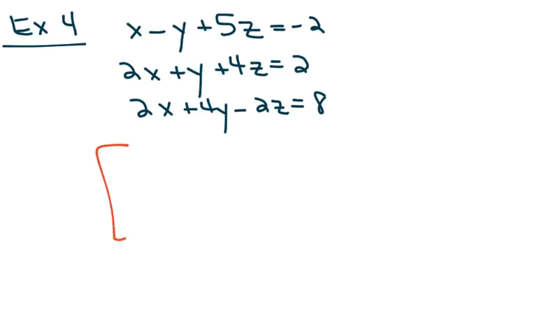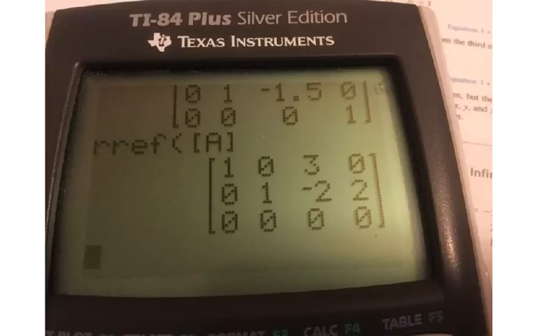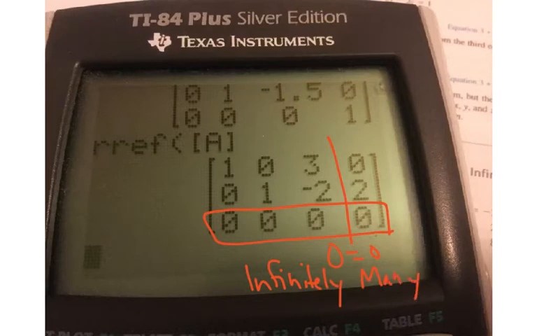So we're going to plug into our matrix 1, negative 1, 5, negative 2, 2, 1, 4, 2, 2, 4, negative 2, 8, and this is what you're going to see when you reduce row echelon form it. Again, you don't get the identity matrix. What I want you to notice is that the last row is 0, 0, 0, 0. That's 0 equals 0. And since that's true, it's infinitely many solutions.